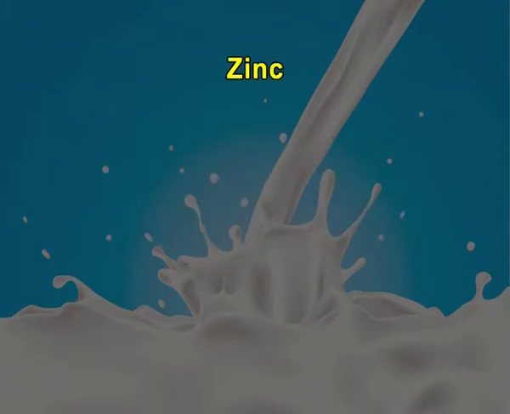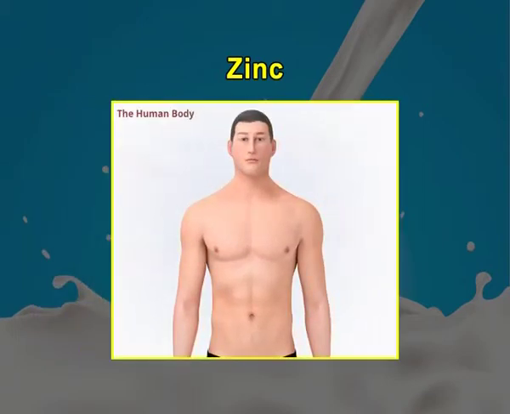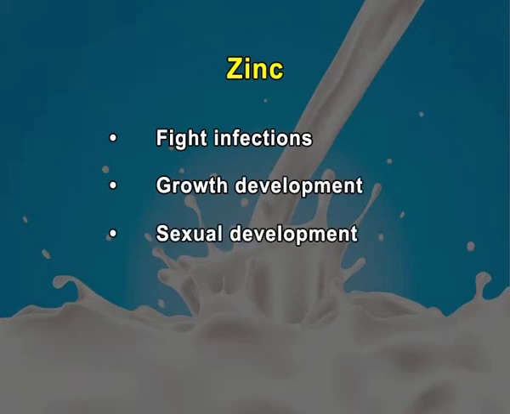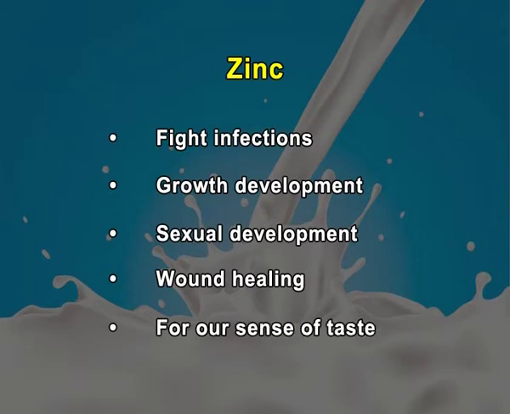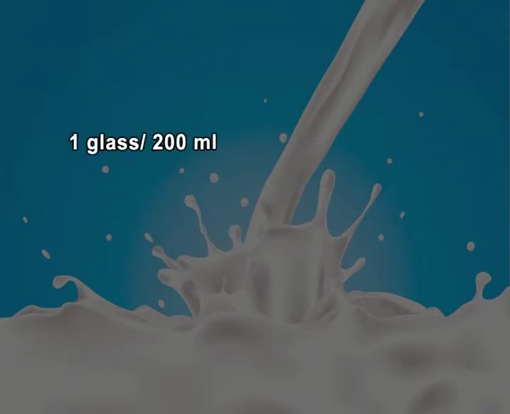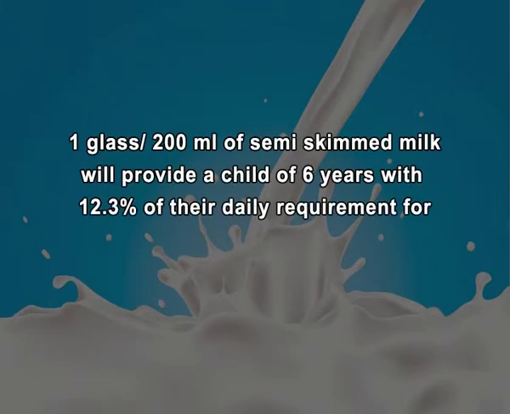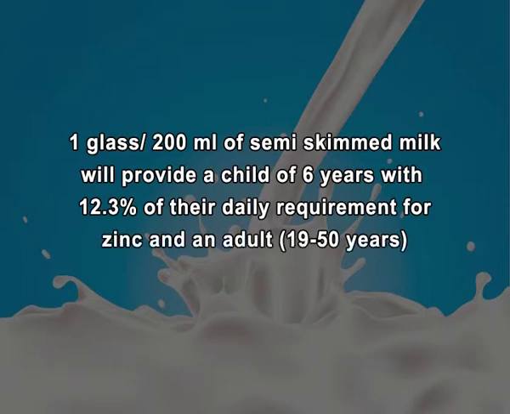Zinc in milk is a constituent of many enzymes in the body. Its role is to fight infections, for growth development, for sexual development, wound healing, and for our sense of taste. One glass or 200 ml of semi-skimmed milk will provide a child of 6 years with 12.3% of their daily requirement for zinc and an adult of 19 to 50 years with 11%.